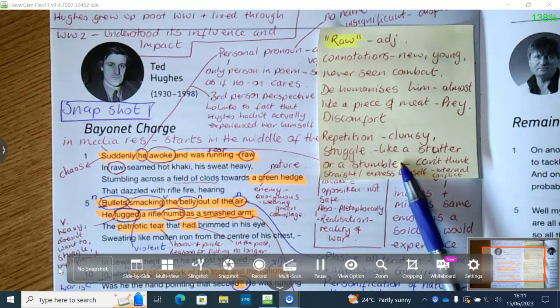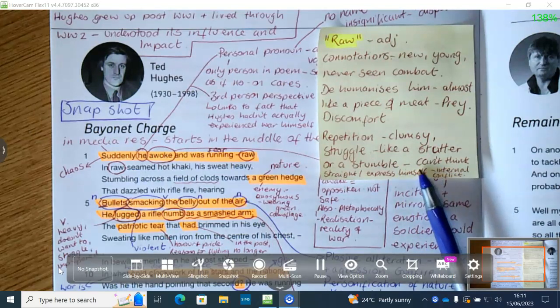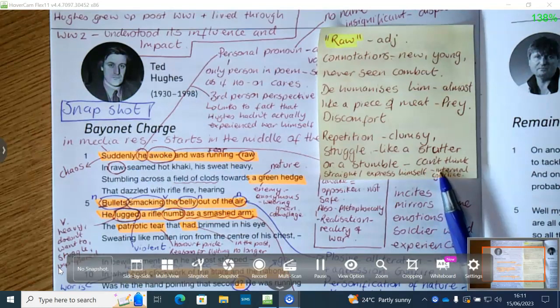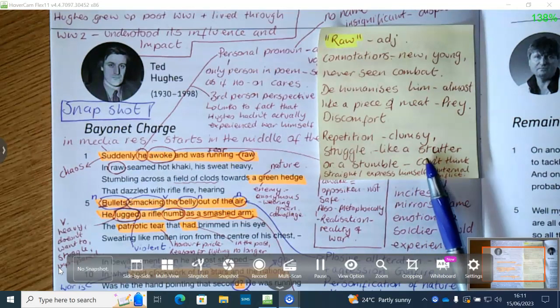But again, it could be this idea that he's kind of waking up to the reality of war and no longer feels like he wants to be there. So we've also got this idea of an internal conflict. He can't really decide what he wants to do or whether he wants to be there anymore. So all of those notes, the first bit in red, are really just focusing on that first line.